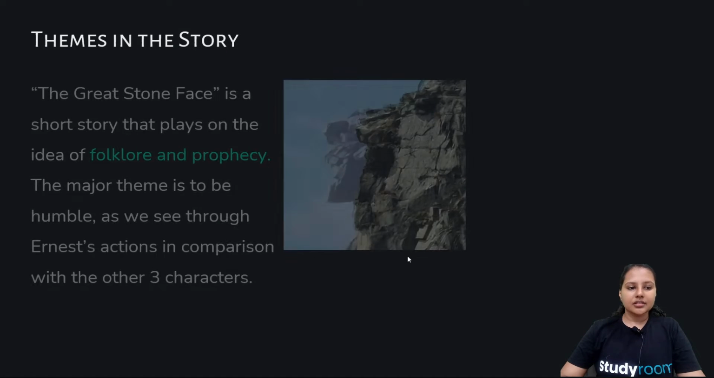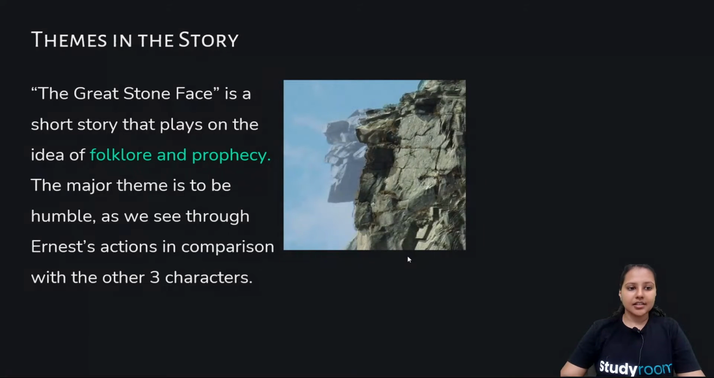Now the themes that we are going to cover in this story. The Great Stone Face is a short story that plays on the idea of folklore and prophecy. So it's more on history, traditions, culture and folklore. The major theme is to be humble, because the author writes stories based on morality, as we see through Ernest's actions in comparison with the other 3 characters. This humble character is got to know by 3 other characters as they unfold in the story.